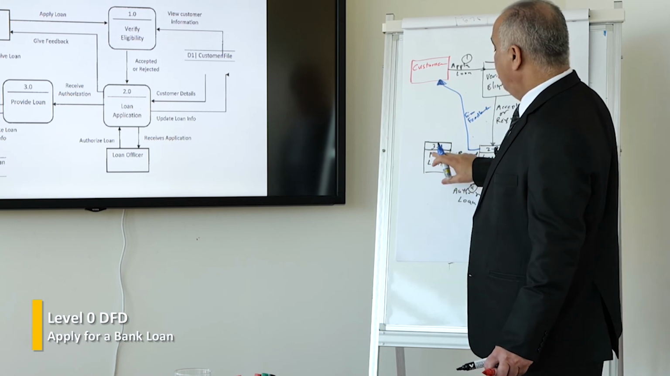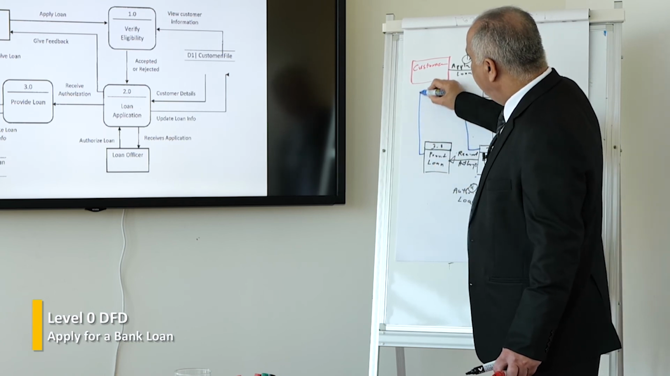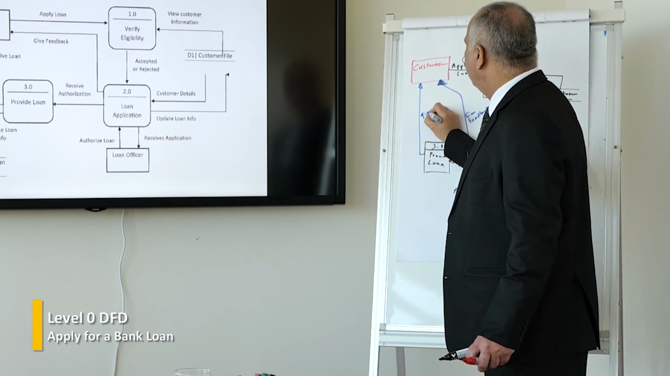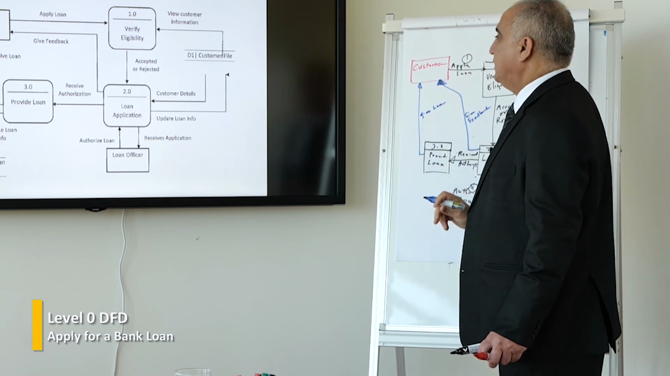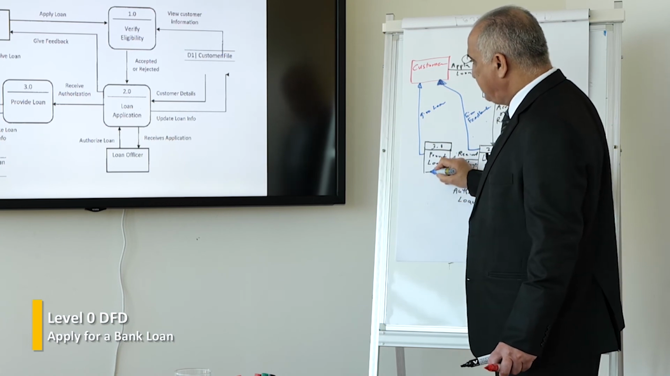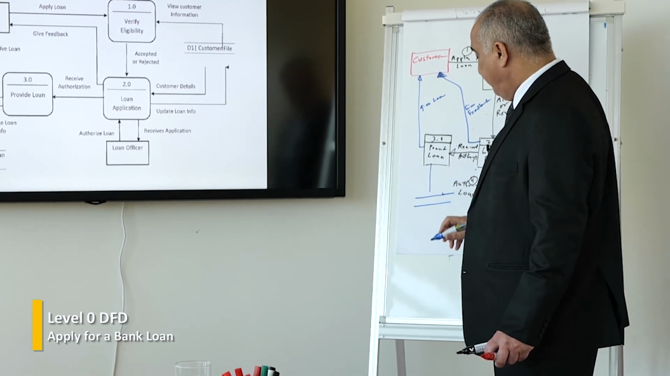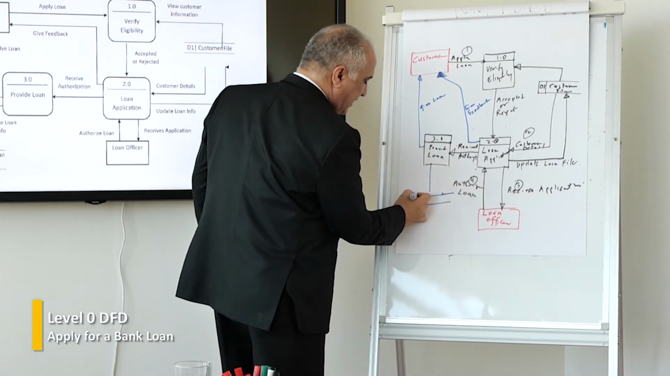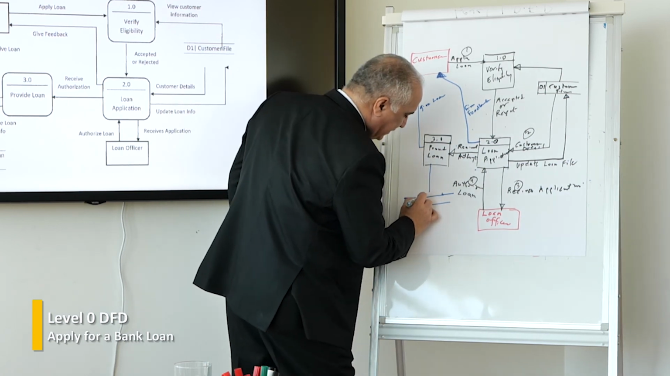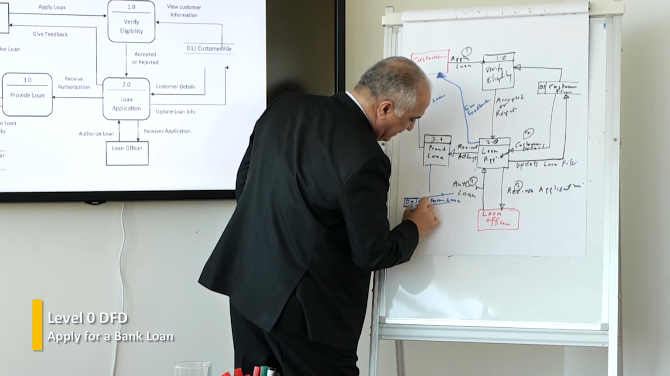The loan is authorized, provide the loan. So how do you provide the loan? You give the loan to the customer. When you approve a loan, what do you need to do? You need to create a loan file. In this case, this is the D2 file, and we call it customer loan file.